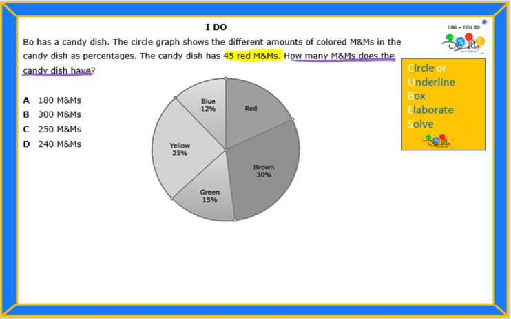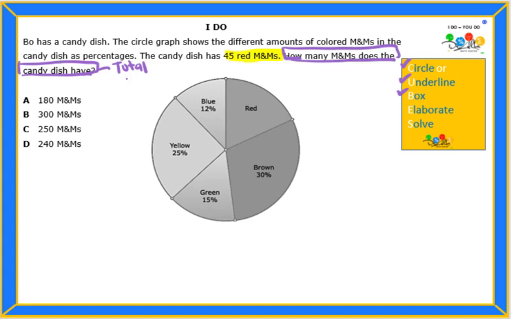Okay, so we make sure that we circle or underline important information in the story problem, and then we make sure that we box in our question so that we can read it twice. How many M&Ms does the candy dish have? Okay, and so we're going to elaborate on that question. In my own words, they're asking me for the total number of candies in the dish. And I also have to look at the circle graph.